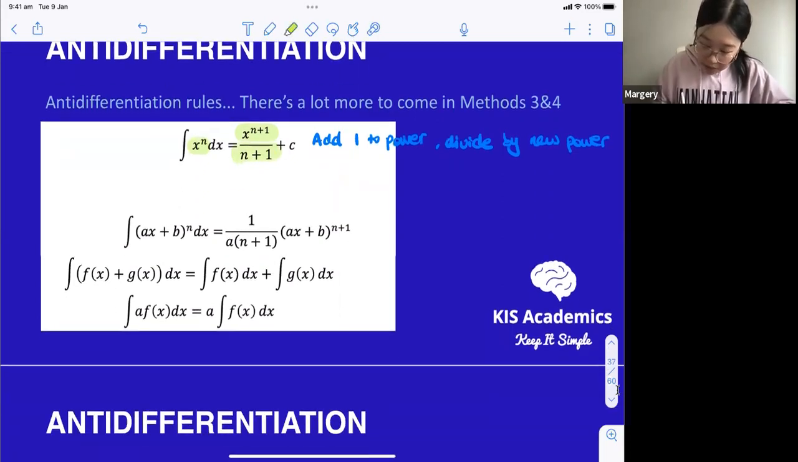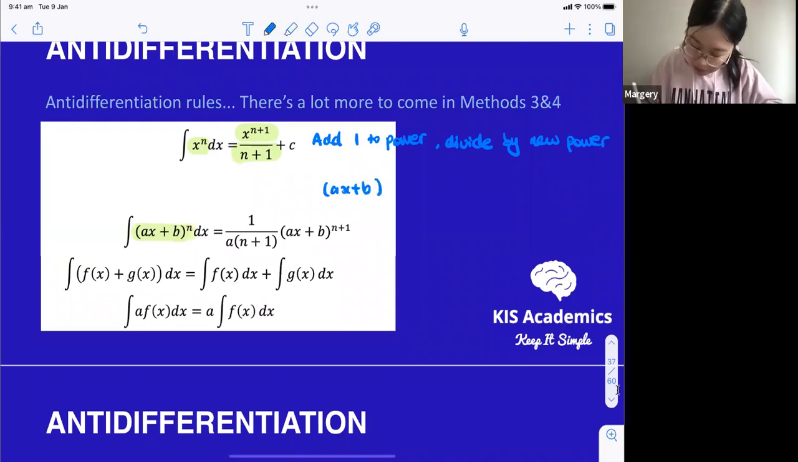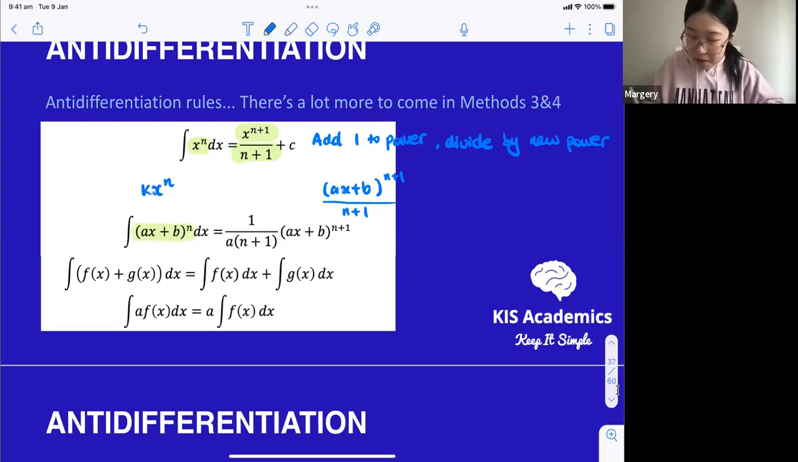And for this next one, something slightly more complex, if we have (ax plus b) to the power of n, in order to anti-differentiate this, I do the same thing. I add 1 to the power, so n plus 1, and divide by the new power. But this time, because I don't have something in the form of kx to the power of n, rather I've got ax plus b in the brackets, I would then need to multiply it by 1 over the derivative of whatever's inside the brackets. So if I differentiate ax plus b with respect to x, I get a. So I need to multiply it by 1 over a.